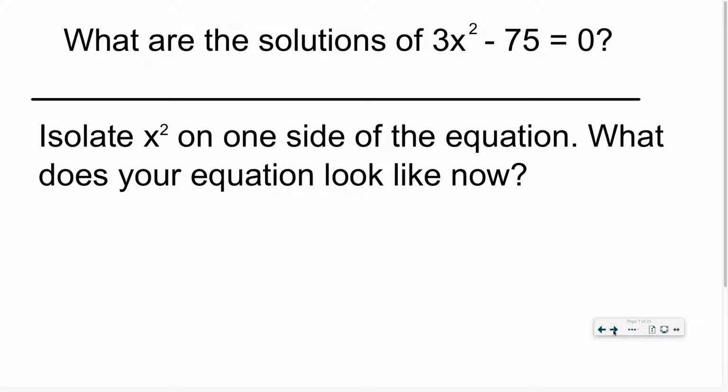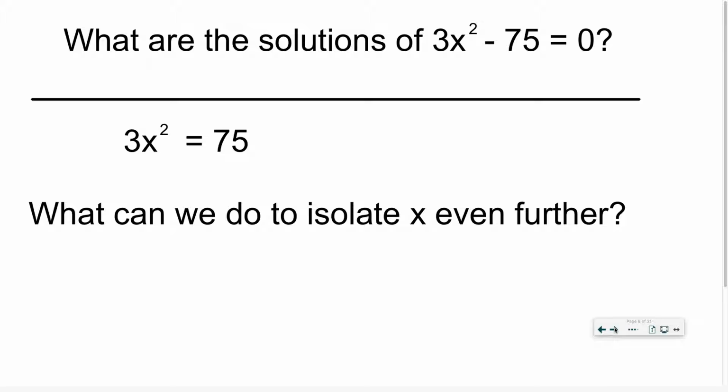So if we wanted to get x squared alone, what would we have to get rid of here first? The 75. How would I get rid of the negative 75? Yeah, I can add 75 to both sides. So my equation looks like this. 3x squared equals 75. So now what would we do to isolate x even further? By 3. Yeah, I can divide both sides by 3.